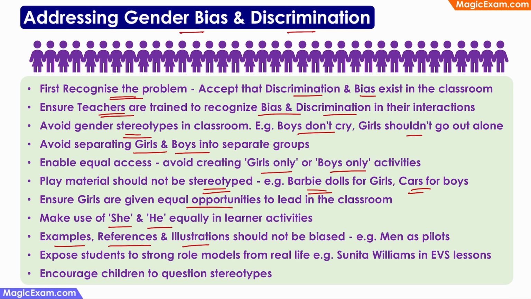And we should avoid stereotypes such as soldiers are men, or nurses are women, or only men can be pilots. So such biased opinions should be avoided. And we should expose students to strong role models. And this is something that you will see in many subjects like EVS. For example, in EVS, there are specific chapters devoted to women achievers like Sunita Williams, who is an astronaut. So such examples will expose students to a wider world, right? And the opportunities that are available for both men and women.